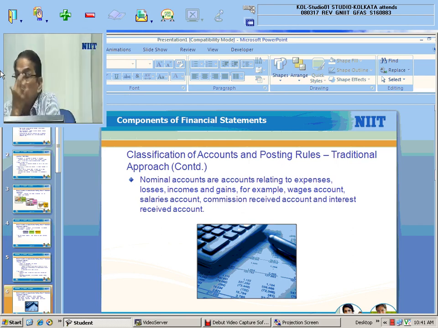Now, which account is to be debited and which account is to be credited? We have to understand the types of the accounts involved in a particular transaction, and then use the posting rules to understand which account should be debited and which account should be credited.